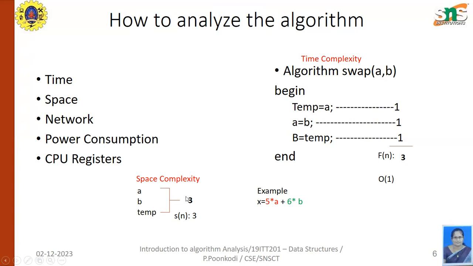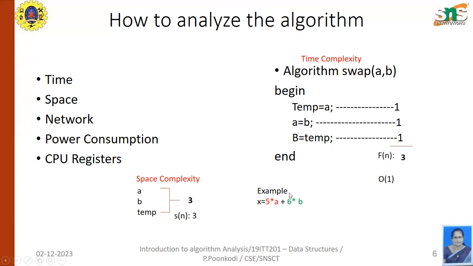And space complexity will be calculated based on the number of variables which you have used in your program. Here we have used the 3 variables A, B, and temp. So it is 3. For example, next example, you can consider x equal to 5 into A plus 6 into B.